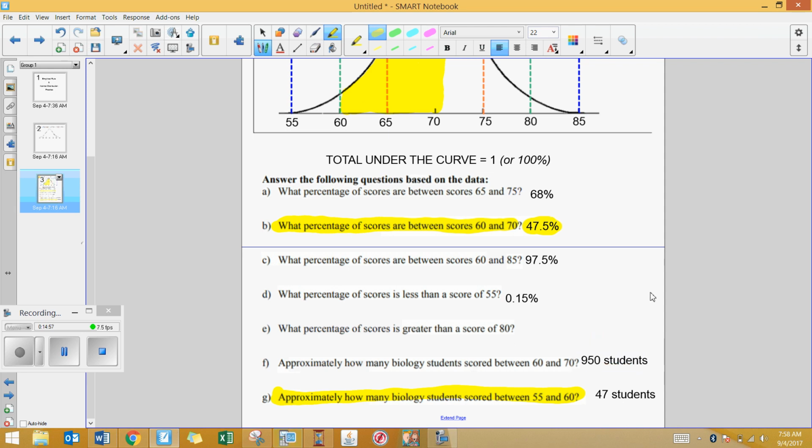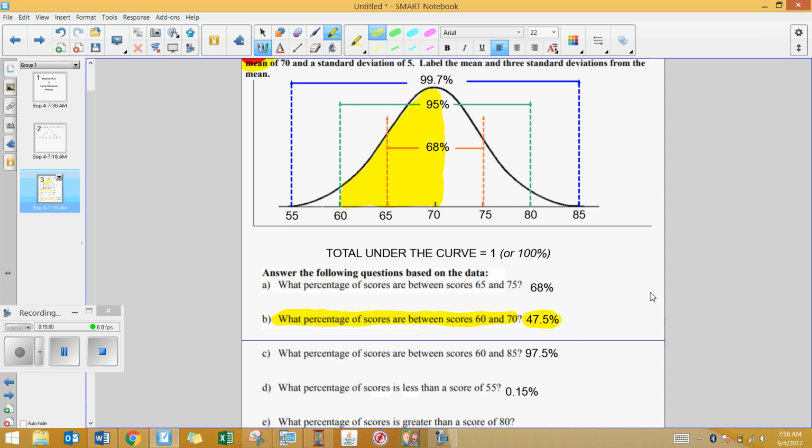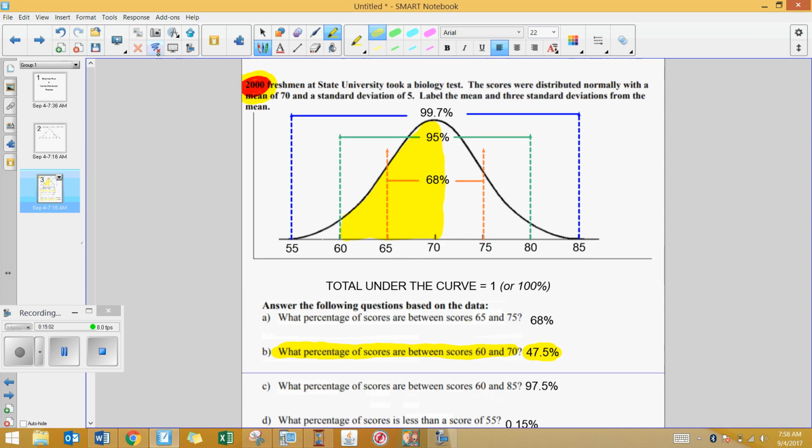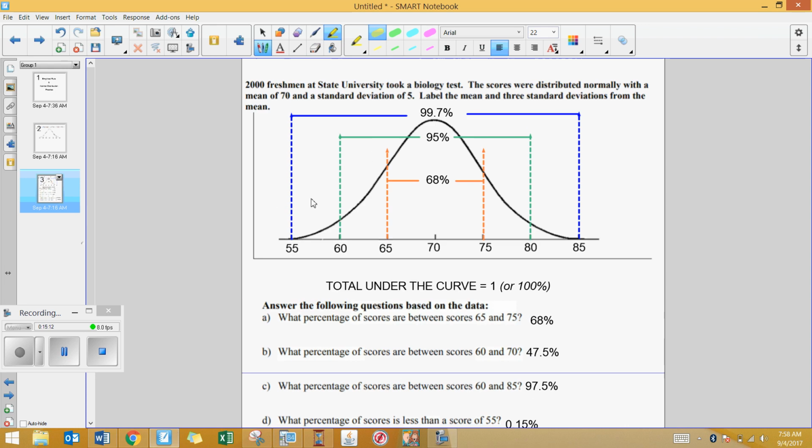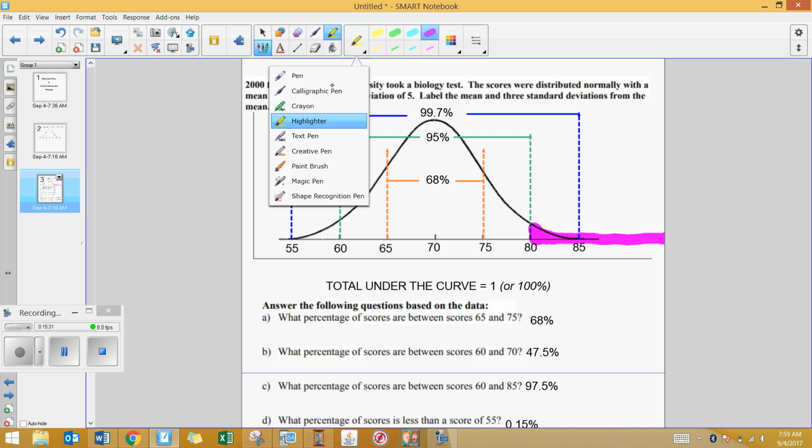What percentage of scores is greater than a score of 80? So let's find out. Starting fresh with our picture, what percentage is greater than 80? Let's go ahead and shade that. Okay, greater than 80, there's a couple ways we can think about this. That could go all the way to positive infinity.